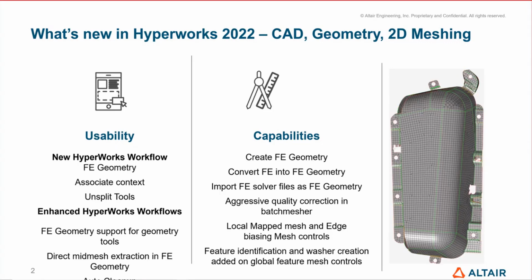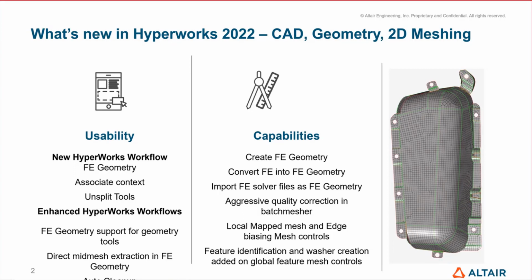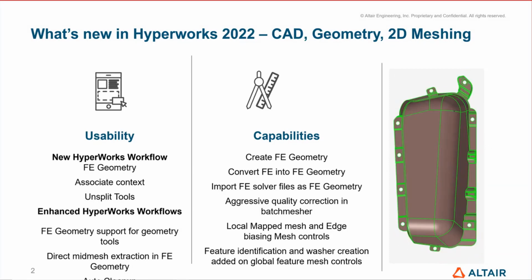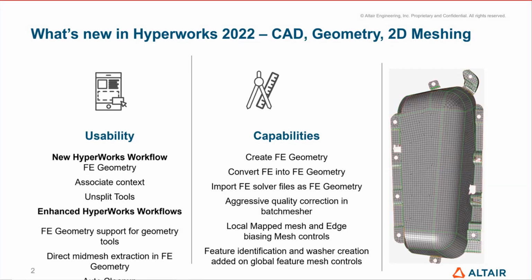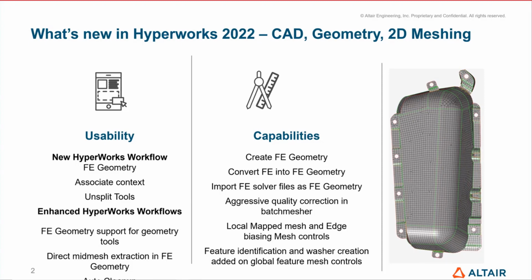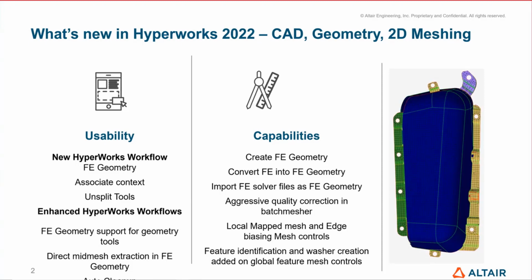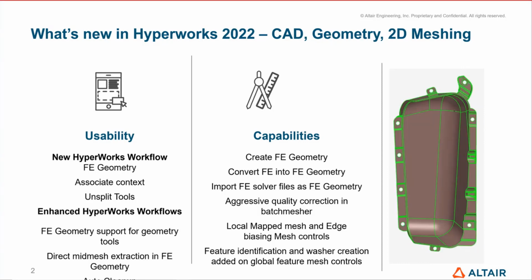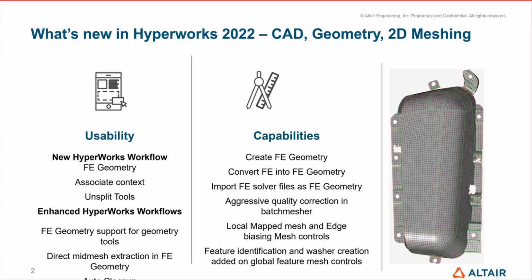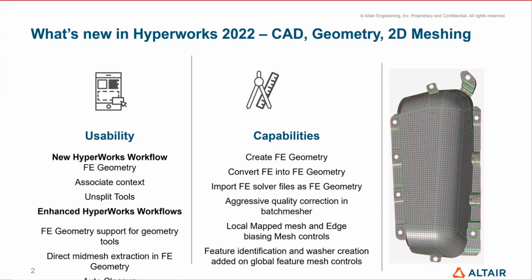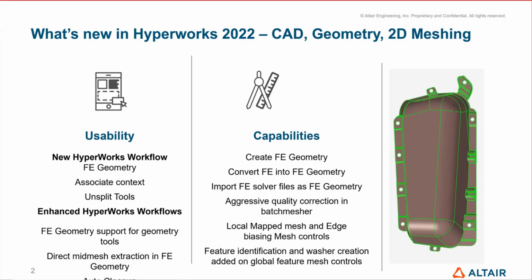So with FE geometry, we can create new topological surfaces as FE geometry, or convert existing mesh, basic or any FE, into FE geometry. You also have the option to convert your complete solver deck into an FE geometry. So if you have a solver deck and you import it, all of the mesh information from the solver deck converts into an FE geometry.